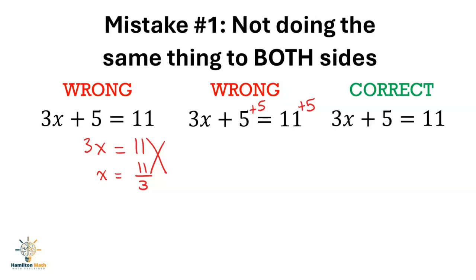Now you notice here, I like to write it up in the top right-hand corner. Some people like to write it below like this. However you want to write it, it's the same thing. We're doing that to both sides. We're going to add 5 to both sides.